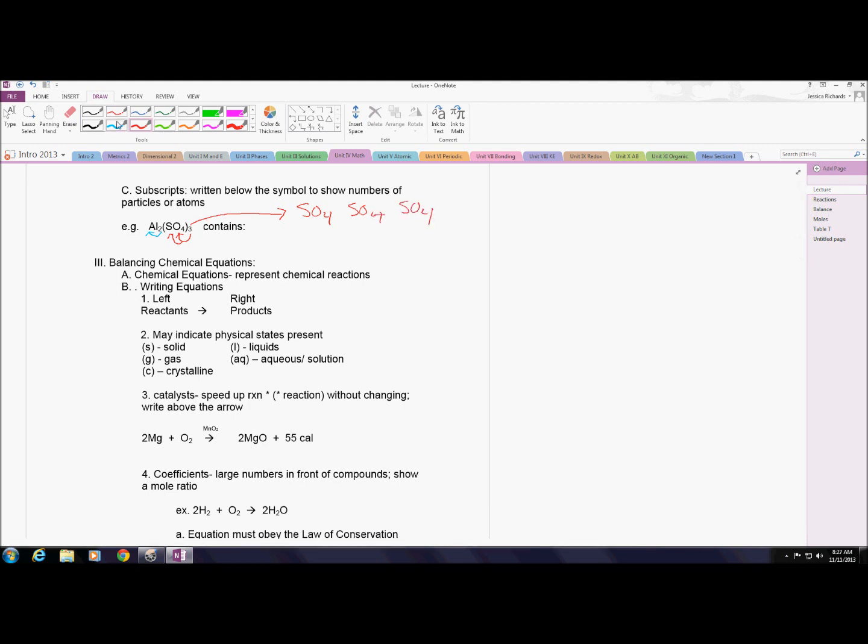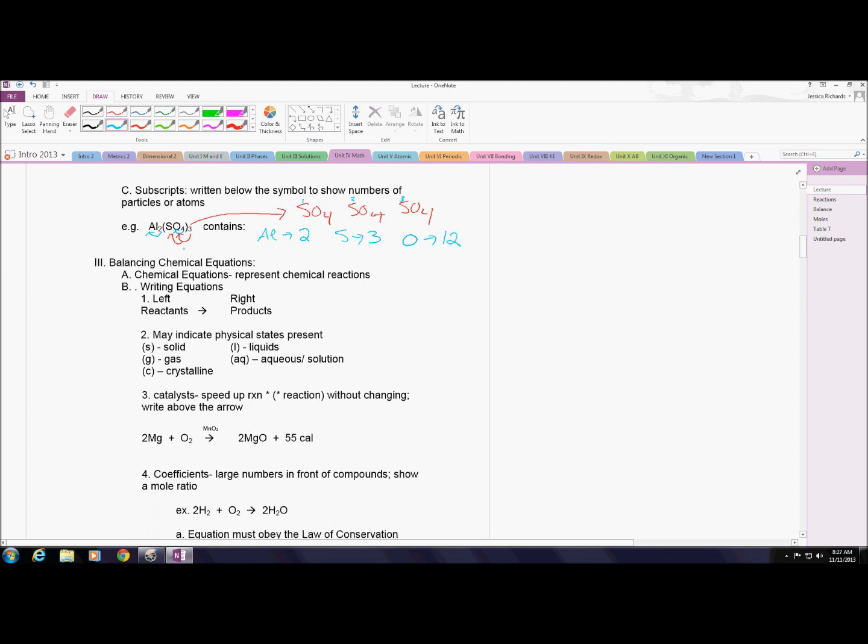But within the parentheses, that 4 only goes with the oxygen, just like our rules normally say. So there's 1 sulfur and 4 oxygens within the parentheses. The 3 on the outside means that we have 1, 2, 3 sulfurs altogether and 12 oxygens. So when I look at this compound and I count the pieces, I say that there are 2 aluminums, there are 3 sulfurs, and there are 12 oxygens, 3 times 4 is 12.